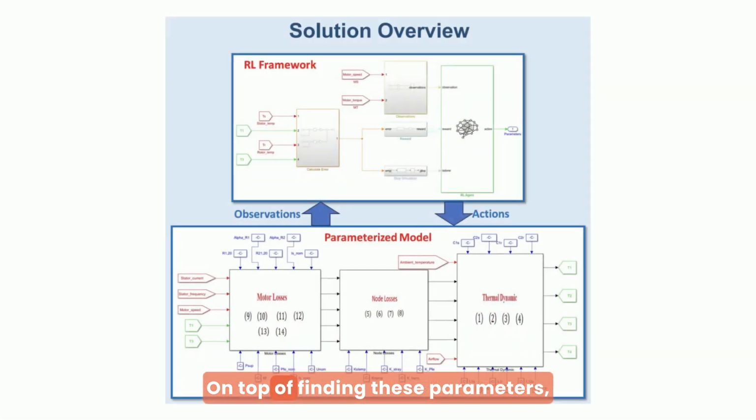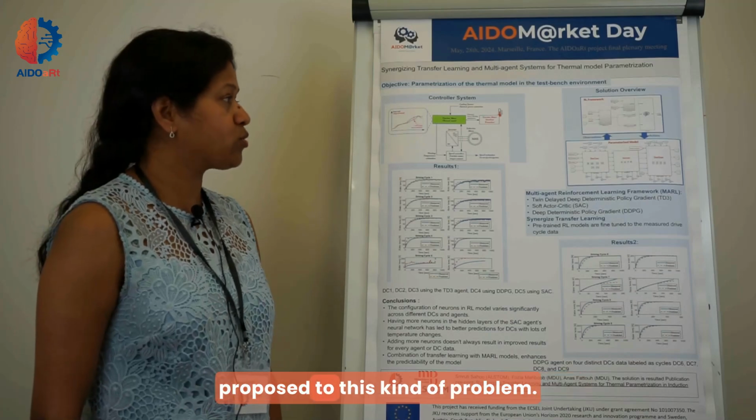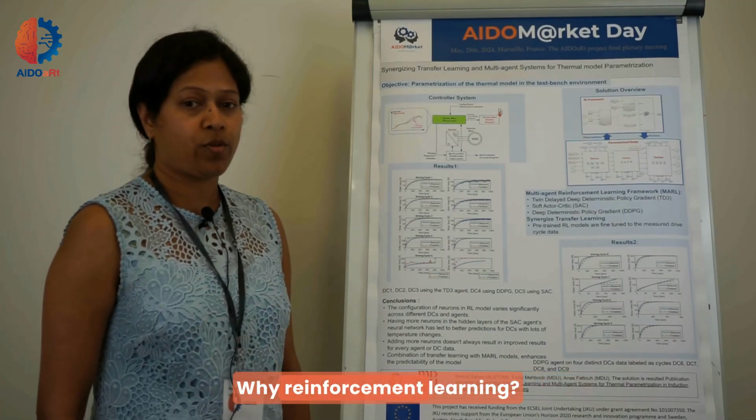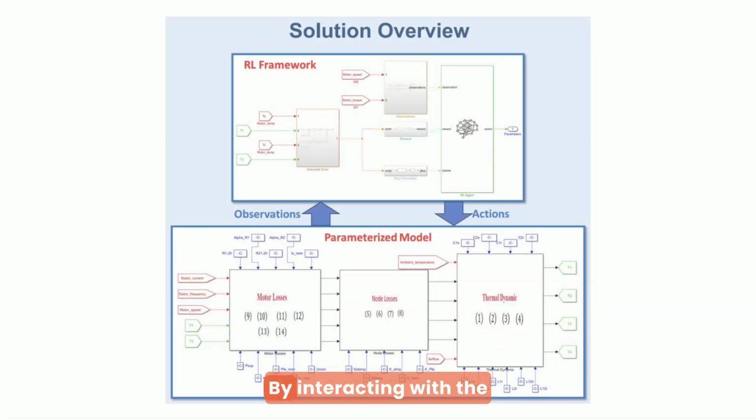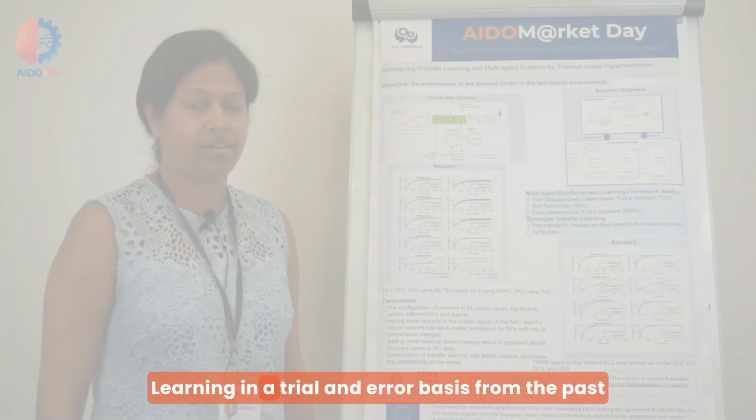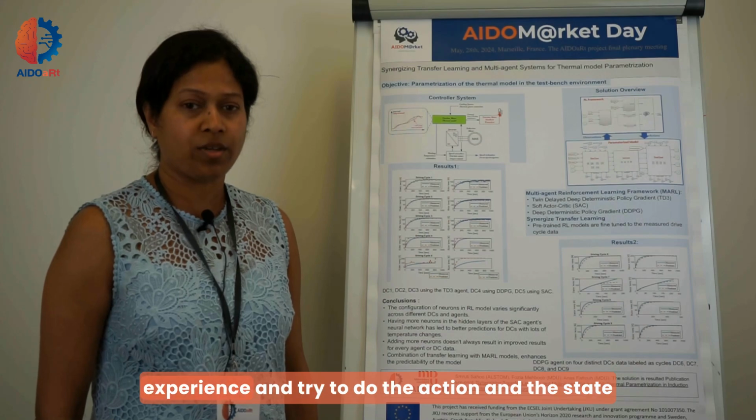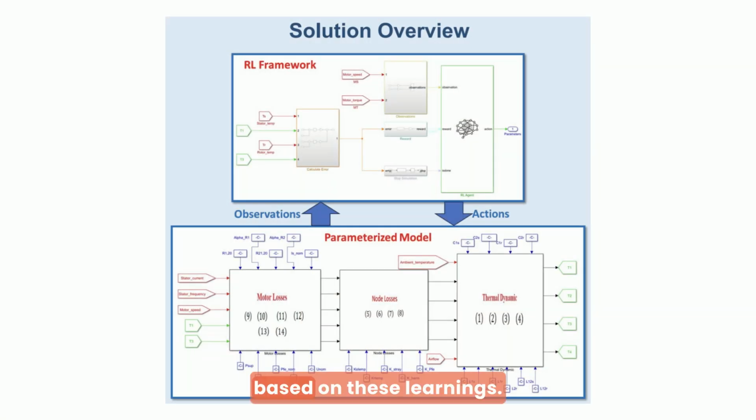On top of this, finding these parameters is very sensitive to the different operating conditions, and also the environmental conditions in which the machine operates. So reinforcement learning is proposed as a solution to this kind of problem. Why reinforcement learning? Because it has the capacity of learning by itself by interacting with the environment the machine operates in. Reinforcement learning works forward in time, learning on a trial and error basis from past experience, and tries to do the action and the state improves based on these learnings.